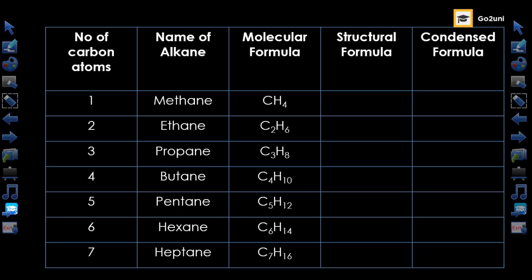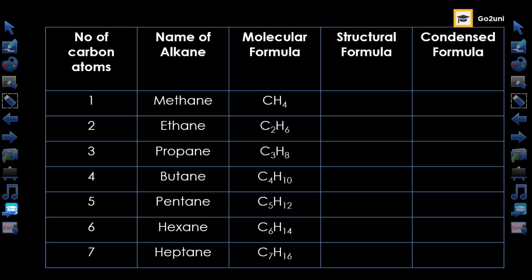Having seen the molecular formulae of the first 7 members of the alkane family, it is clear now that each of them differs from the next by a CH2. That is, if we add CH2 to the previous, we get the next. Add CH2 to the previous, we get the next. And if you remove CH2 from the next, you get the previous.